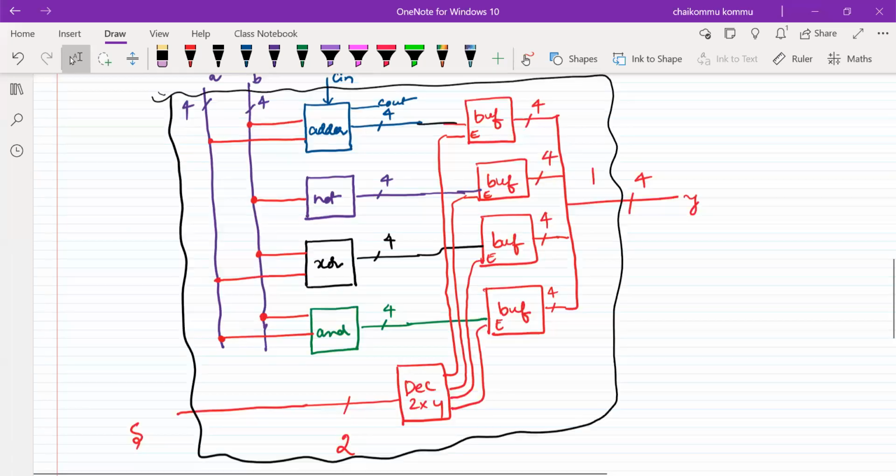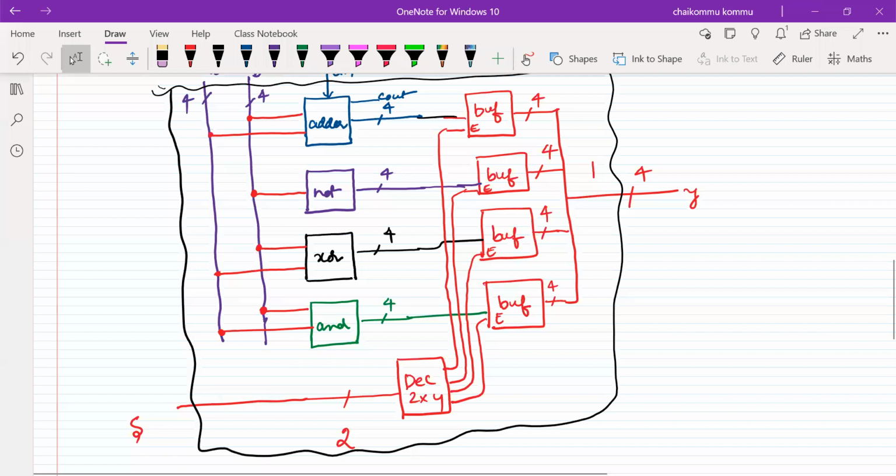Through the buffers only it will be connected to the output. Only then is it possible. We cannot directly add all the outputs, and we cannot justify which output is available. As soon as you give A and B, all these blocks will be executed directly. So if all these things are connected at the same point, what output can we justify, whether it is the adder output or the XOR output? To avoid that confusion, we have arranged something like this.